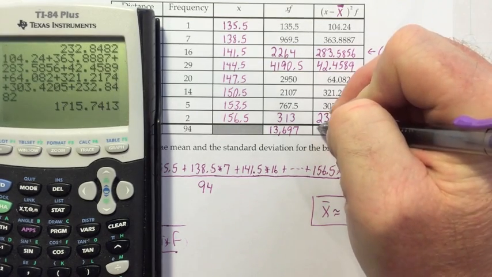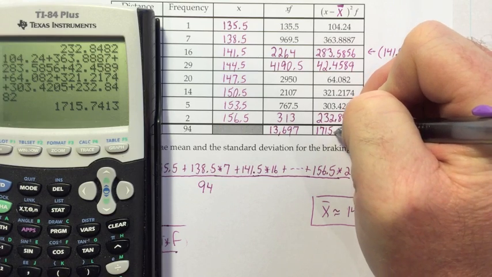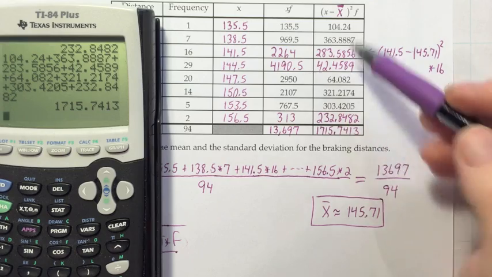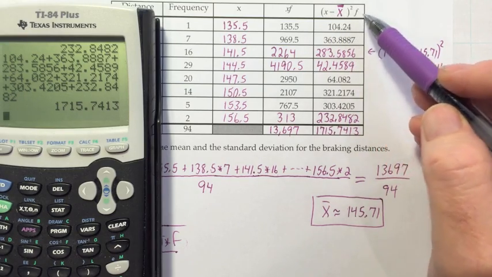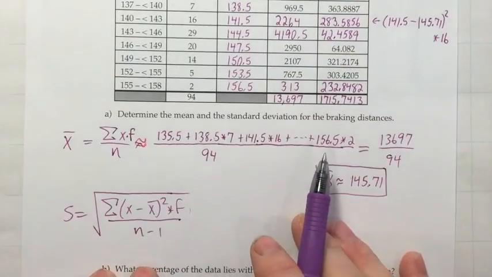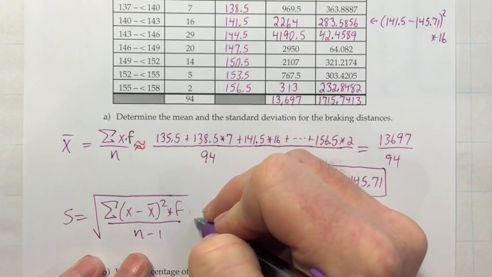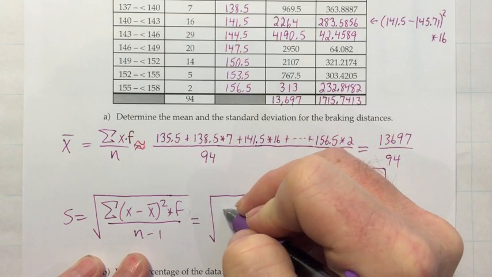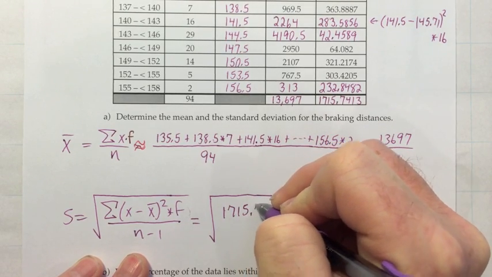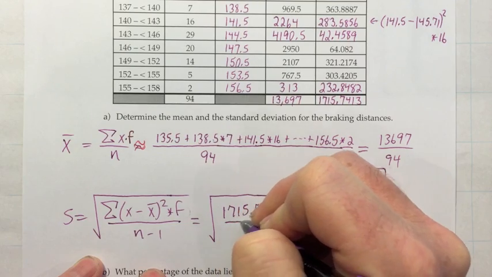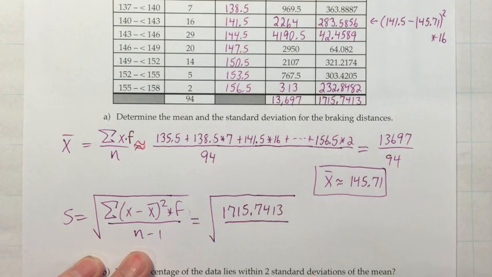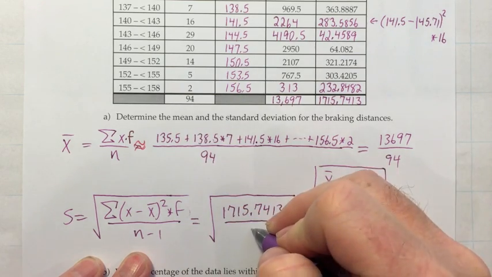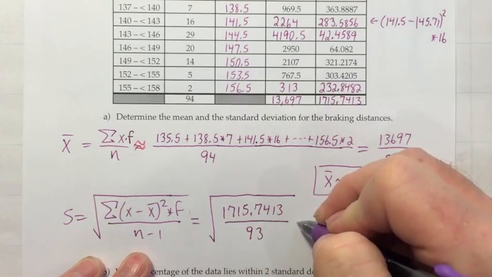So adding all that up, I got 1715.7413. And because that is the total for this column, that is the sum of (x minus x bar) squared times f. So that is, if we look down here, the numerator of this fraction. So s is going to be equal to the square root of 1715.7413, all divided by the sample size minus 1. We have 8 rows, but that's not our sample size. Our sample size was 94, so 94 minus 1 will be a 93 in that spot.